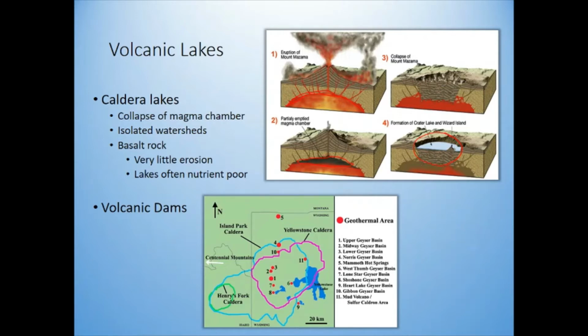And then you can get all sorts of lakes caused by volcanoes due to volcanic dams. Anytime you have a lava flow flowing down, you can get water filling up in certain areas, and whole valleys get cut off and turn into a lake.